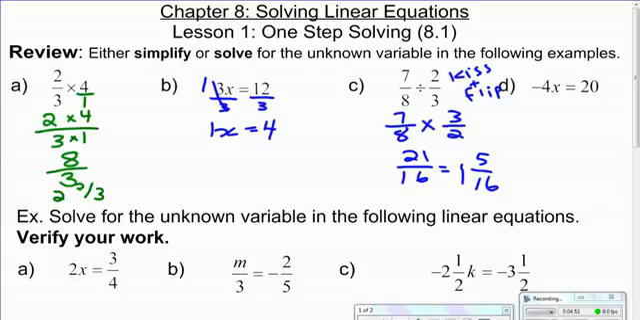Okay, the last one. Again, negative 4 times x equals 20. So we need to cancel out the full negative 4, and so to turn it into 1, we need to divide it by itself. So negative 4 divided by negative 4, and 20 divided by negative 4.